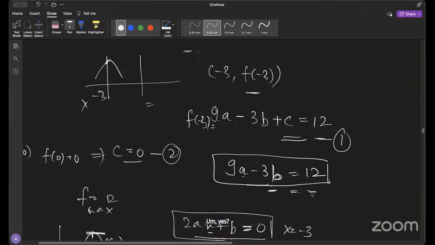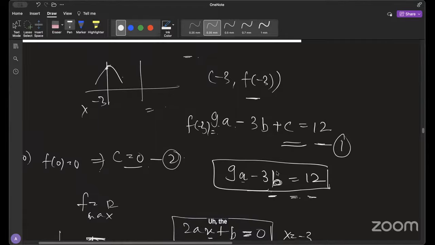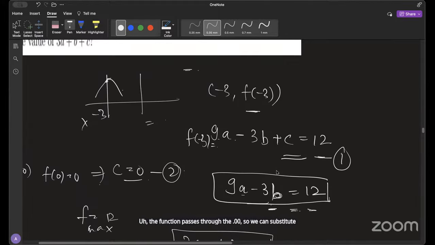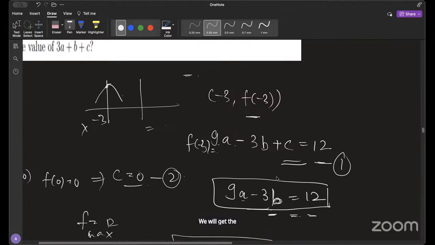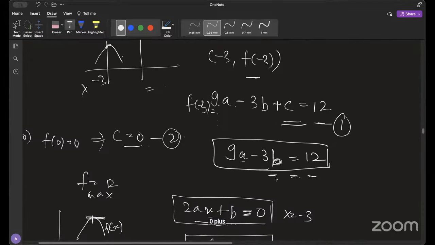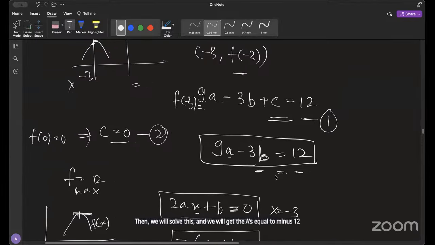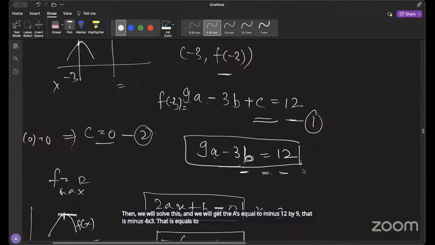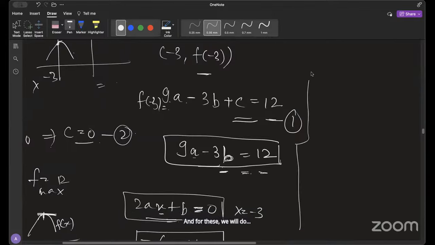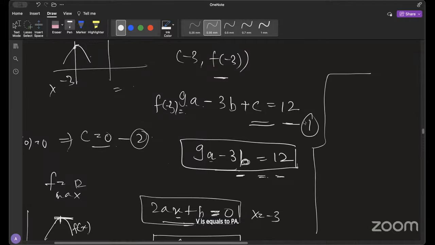Ma'am, from this equation, 9a minus 3b is equal to 12. If we substitute the values, the function passes through the point (0, 0). So we can substitute x equals 0, then f(x) equals 0. We will get 0 equals a(0 plus 3) whole square plus 12. Then we will solve this and we will get a equals minus 12 by 9, that is minus 4 by 3, that is equal to a. And for b, we will do b equals 3a, 6a, sorry.